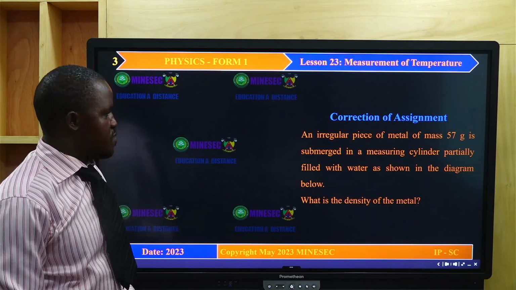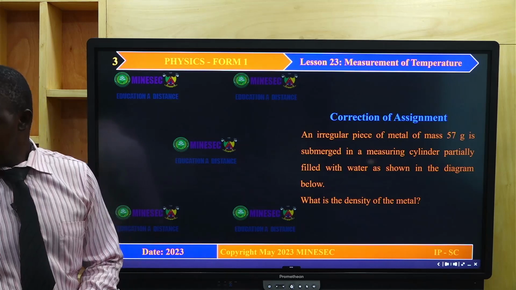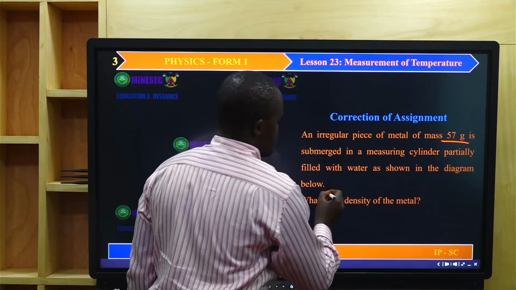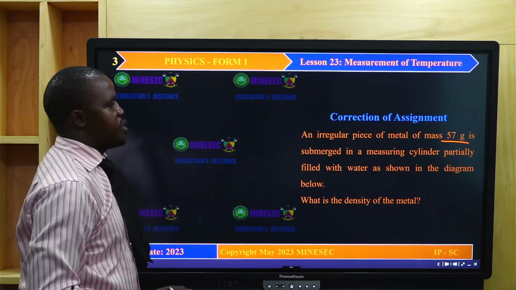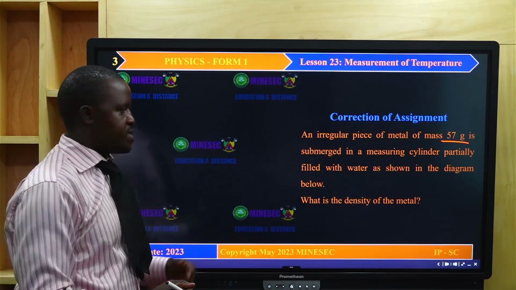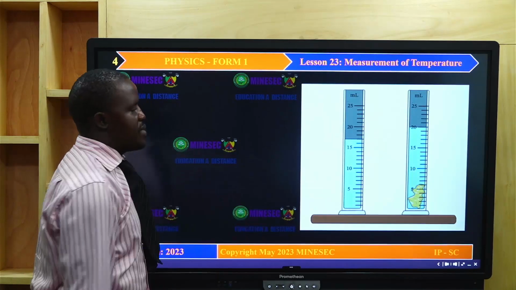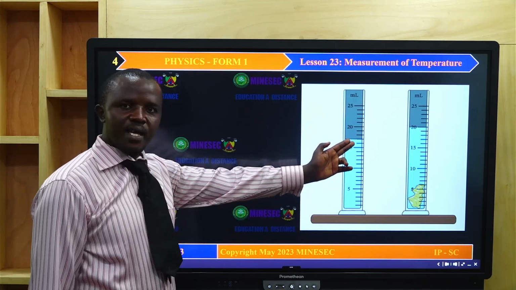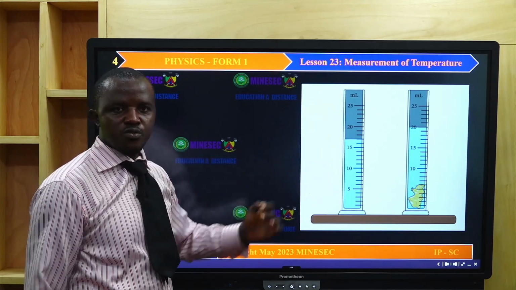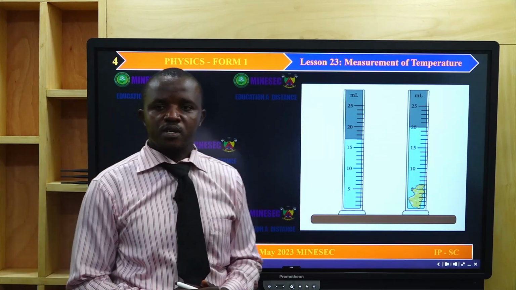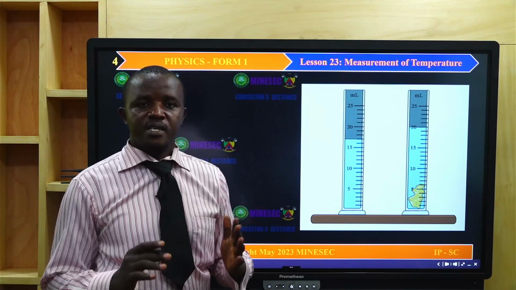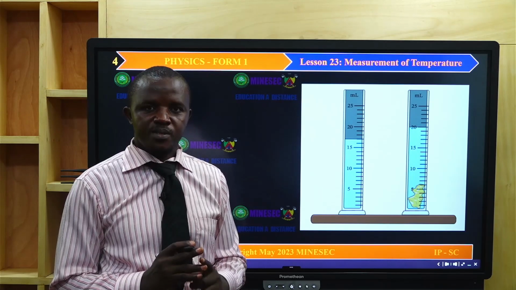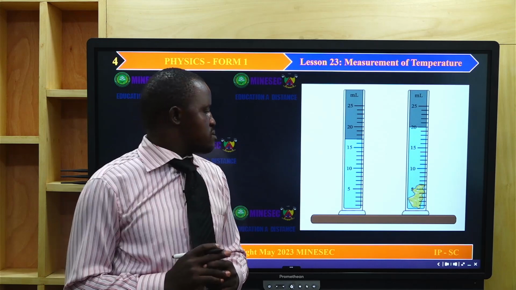What is the density of the metal? So, mass, and we need to look for the volume from the diagram that we're going to see, and then calculate density of the metal, okay? So this is the diagram. From the last lesson, if you followed up, if you did not, you are free to stop this video and go back to the previous video of lesson 22 and see exactly what we did there about measurement of the volume of a liquid and measurement of the volume of an irregular shaped solid.